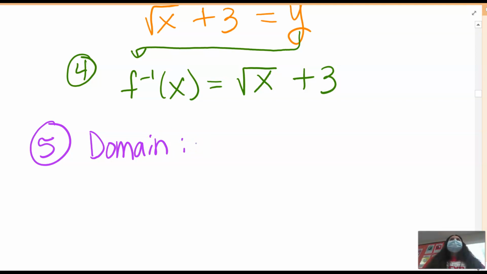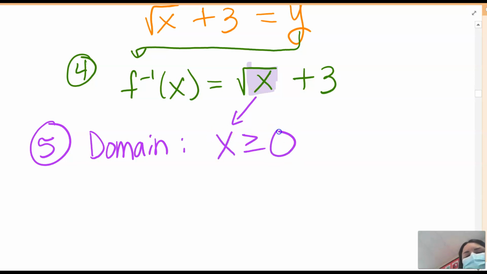So again, remember in the very first example we did, the issue is the square root. The square root is what needs to be restricted. So whatever's underneath the square root, in this case only the x, not the plus 3, because the 3 is not under the radical. I'm only going to take the x and make it greater than or equal to 0.